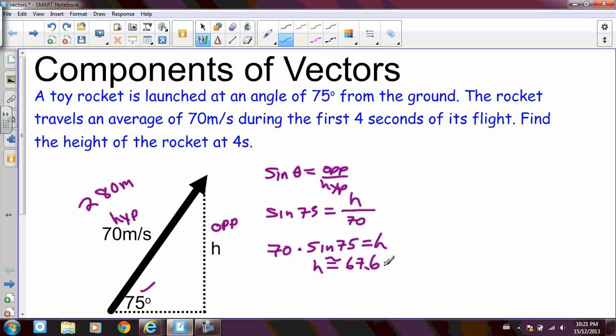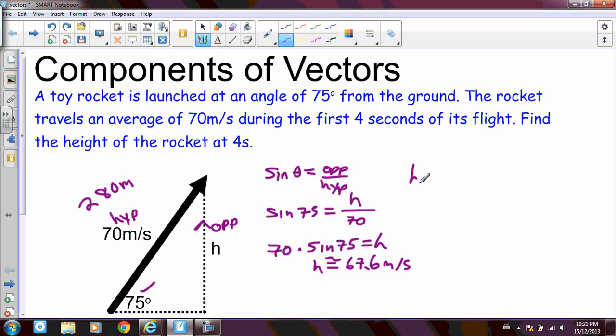67.6 meters per second. So that's the portion, if you will, of the velocity that's headed in the upward direction. And then, well, we're not interested in the other one. So h right now is representing the upward direction. It's not actually the side that I'm looking for.